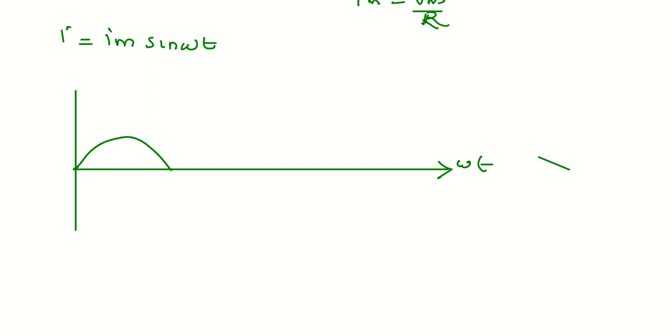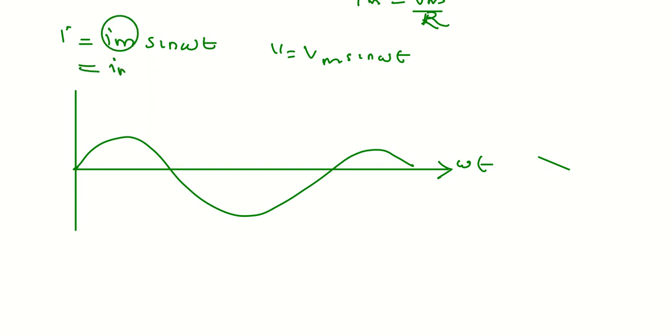Sine wave, we know that. Here we can represent voltage: V is equal to Vm sin omega t, and current I is equal to Im sin omega t. But we know that Im is equal to Vm by R, where R is the resistance of the resistor. So we'll give a small sine wave for the current representation.